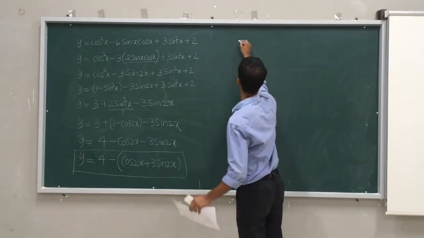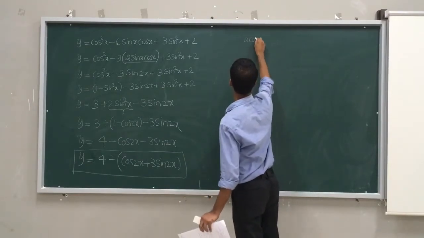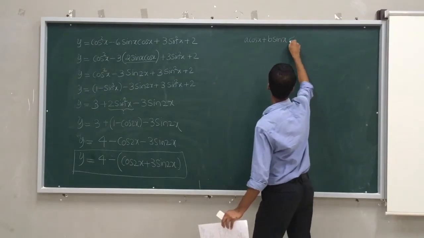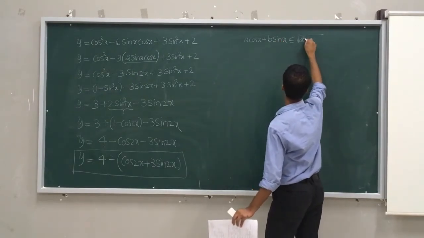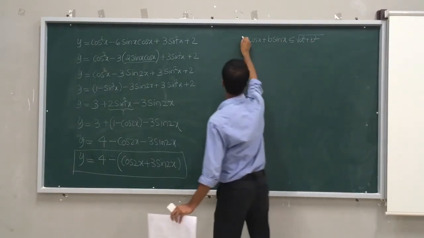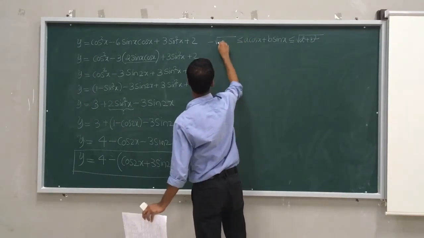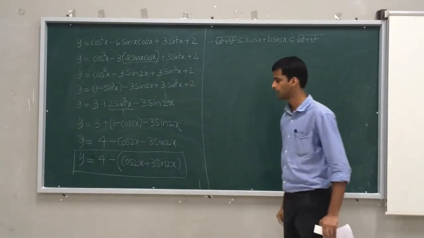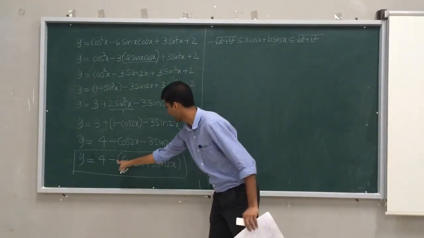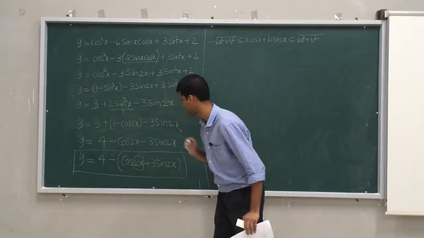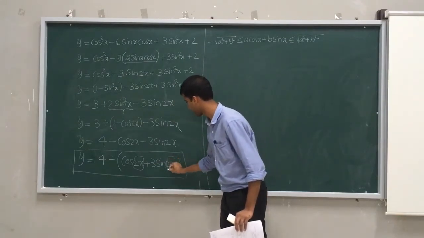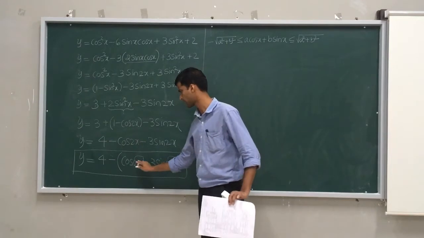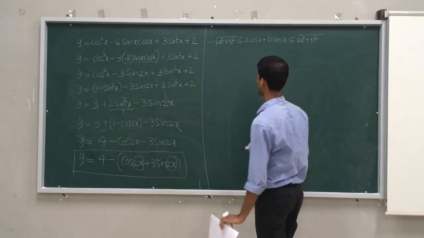Now always keep in mind that a cos x plus b sin x always lies between minus square root of a square plus b square and plus square root of a square plus b square. I have given it in my synopsis. Now it looks like a cos x plus b sin x, in place of x you have 2x, don't think about it. Both are x only. Consider this as x. So what can we see?